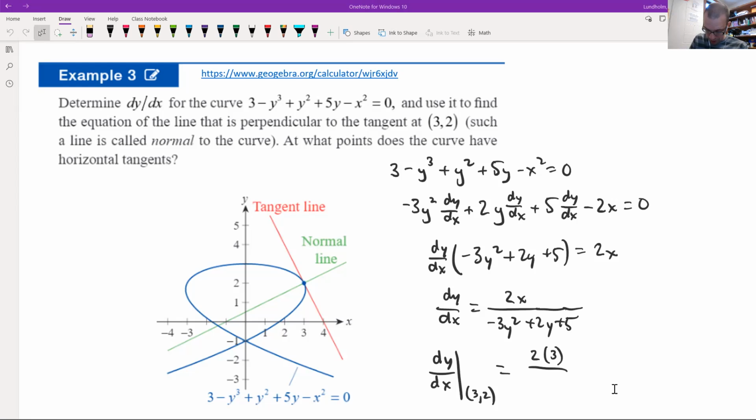The x value is 3 and the y value is 2. All right, so 6 on top, that makes a little bit more sense. So minus 12 on bottom, plus 4 gives us minus 8, plus 5 gives us minus 3. And getting a slope of -2? Does that make more sense? Yeah, that looks more like the slope of that red line. So I'm cautiously optimistic. Let's go ahead and check out GeoGebra to make sure we're on the right track.